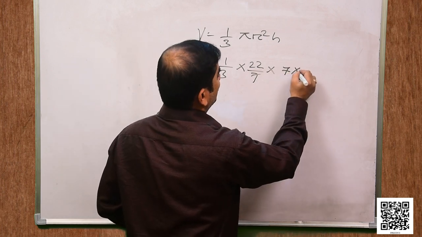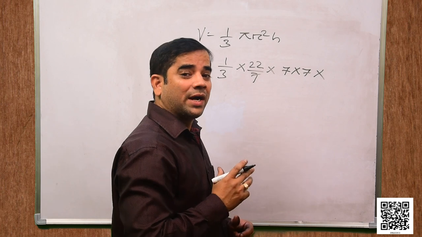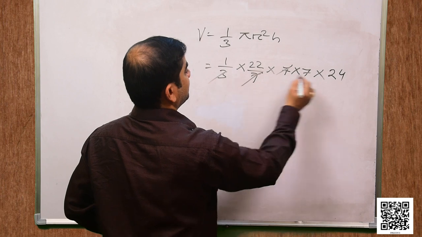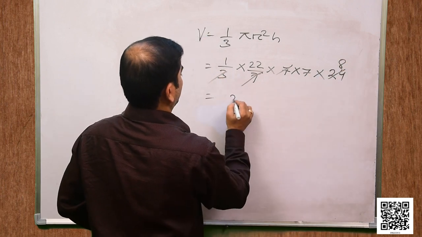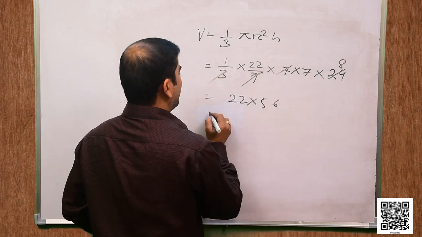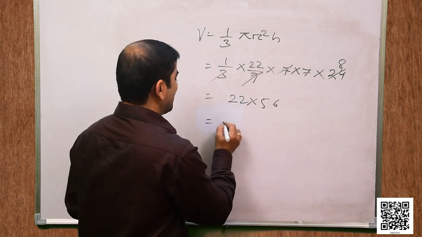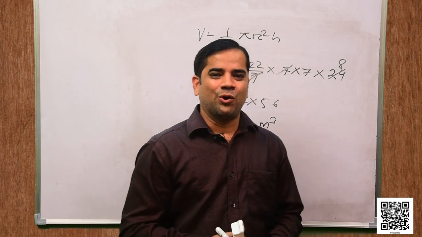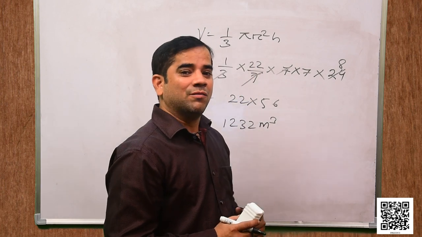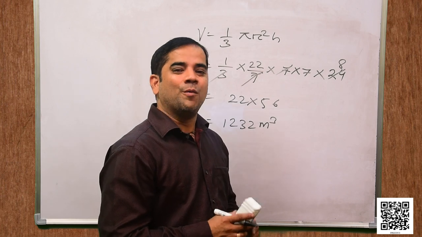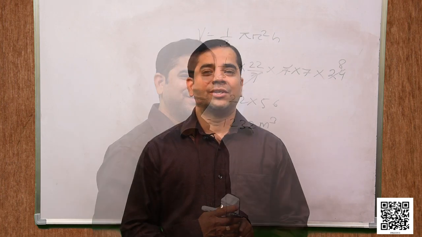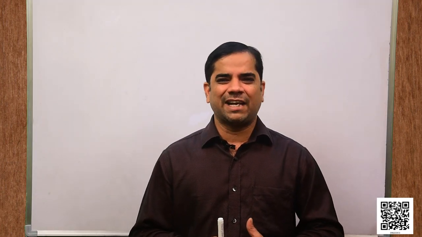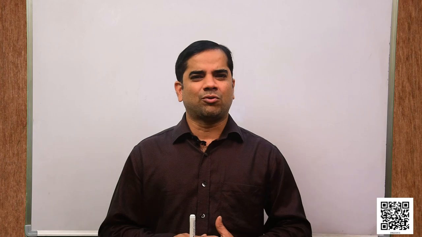So, 7 into 7 into 8. What is height? Height is found to be 24. So, 22 into 56, that is equal to 1232 meter cube. Okay. So, this is the volume of the conical tent. Hope you understand the solution. Students, let us now discuss exercise 13.7. Let us solve question number 1.